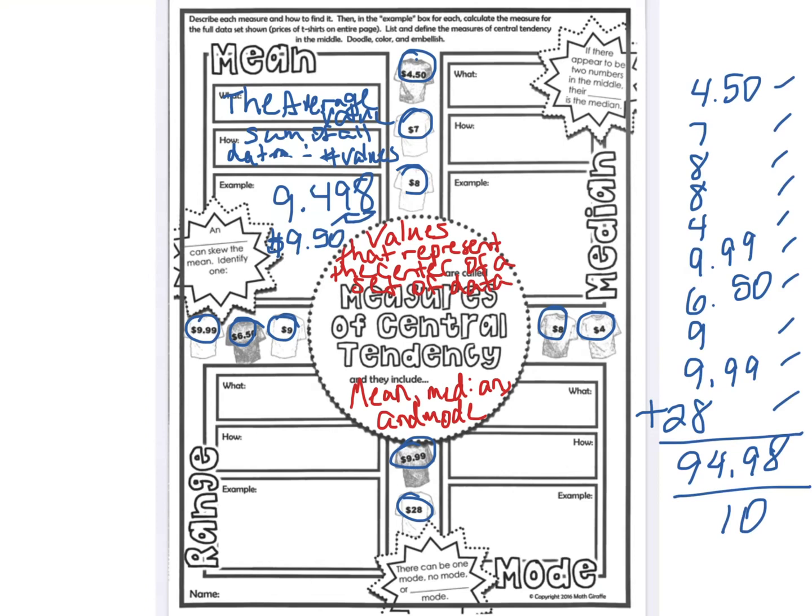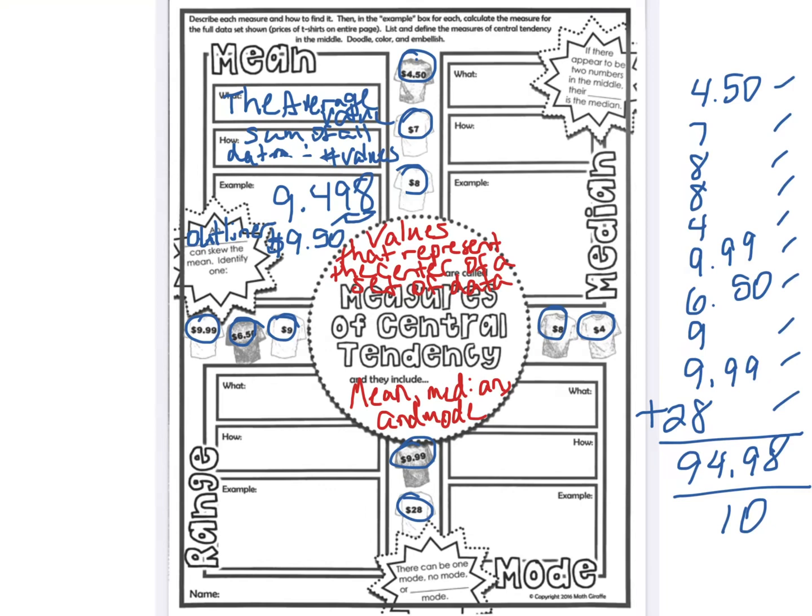So one thing to keep in mind is that we have what's called an outlier. Let me fill that in here. An outlier is a piece of data or a number in the set of data that can skew or make the information lean one way or the other.